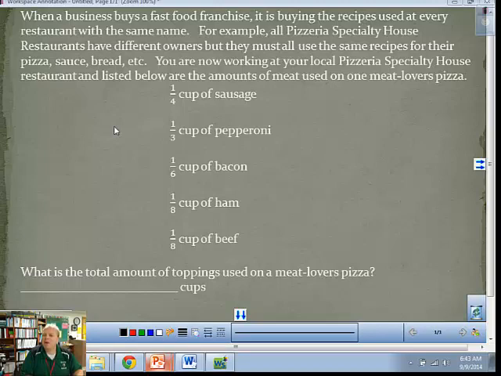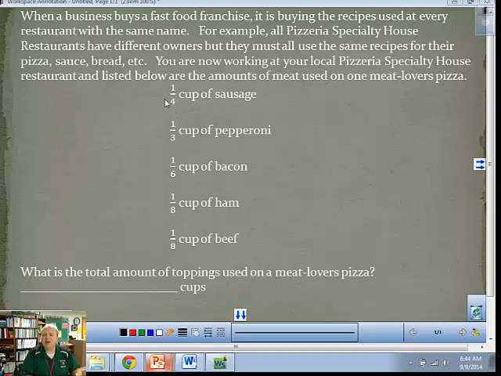You're now working at your local pizzeria specialty house restaurant, and listed below are the amounts of meat used on one meat lover's pizza. There's 1/4 cup sausage, 1/3 cup pepperoni, 1/6 cup bacon, 1/8 cup ham, and 1/8 cup beef. Now my first question, since we're dealing with all these fractions, is what is the total amount of toppings that we're going to use on this meat lover's pizza?